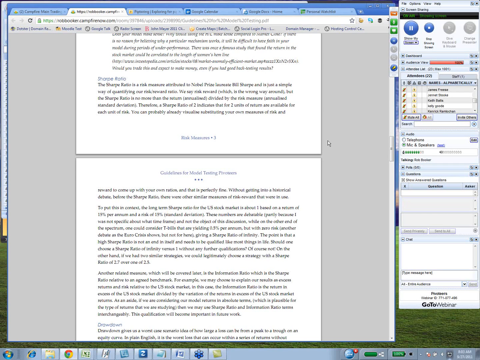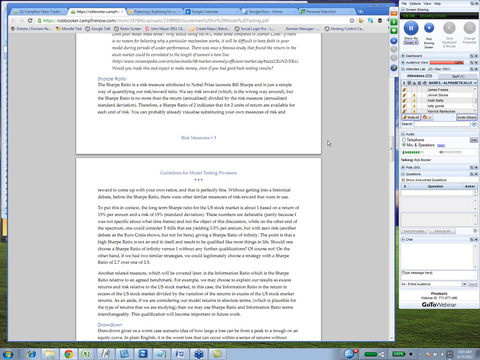The Sharpe ratio is a number or a measurement that can be produced from the testing that you do in your holdout period. I guess you could also apply it to your sample, out of sample period, and you could also apply it to your live or demo trading period of time as well. And it's a risk measure attributed to the Nobel Prize laureate, Bill Sharpe, and it's just a simple way of quantifying our risk to reward ratio.